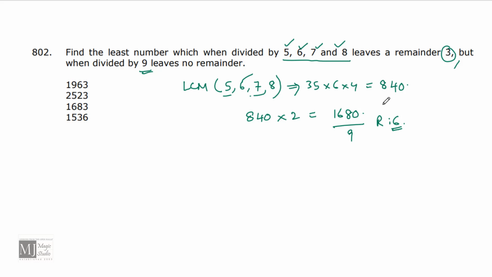That means I need to add 3 to this so that it will become divisible by 9. And that is what we are looking out for. So our required number is 1680 plus 3, that is 1683. 1683 when divided by 5, 6, 7, 8 will leave remainder 3, and 1683 is 1 plus 6 plus 8 plus 3, that is 18. Sum of digits is divisible by 9, and that is what we are looking out for. When divided by 9 it leaves no remainder. Option C fits in.